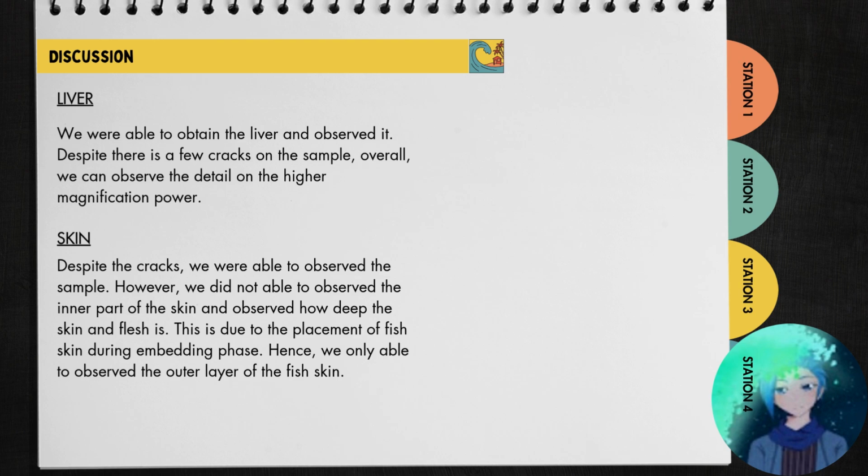Skin tissue. Despite the cracks, we were able to observe the sample. However, we were not able to observe the inner part of the skin and see how deep the skin and flesh are. This is due to the placement of the fish skin during the embedding phase. Hence, we can only observe the outer layer of the fish skin.